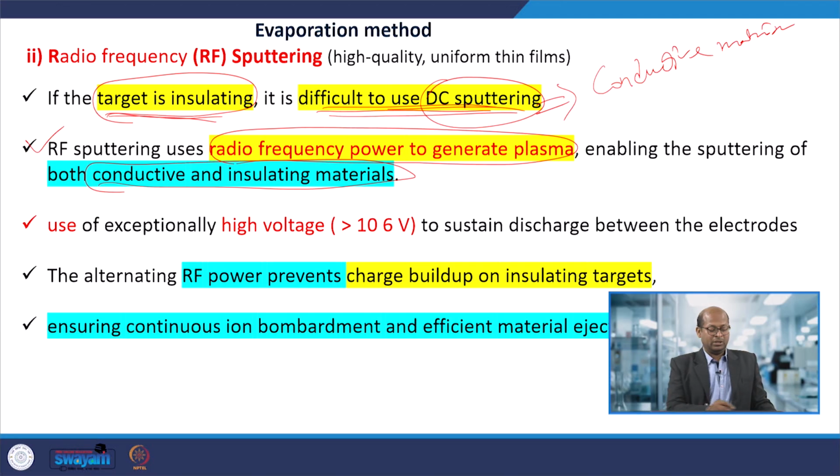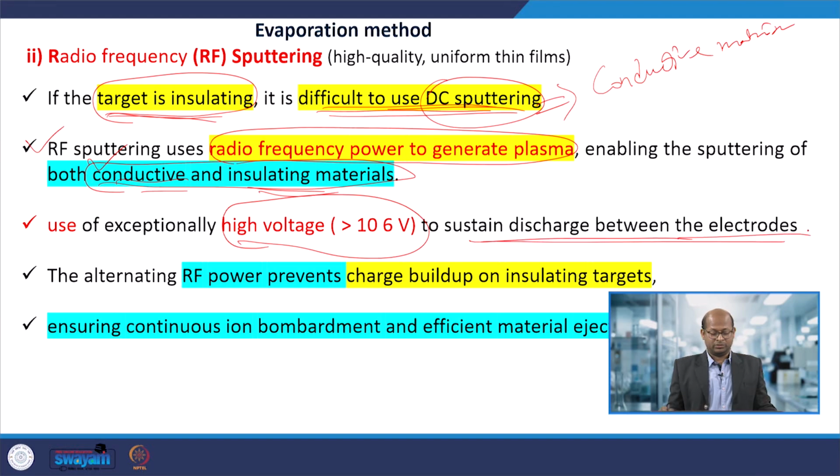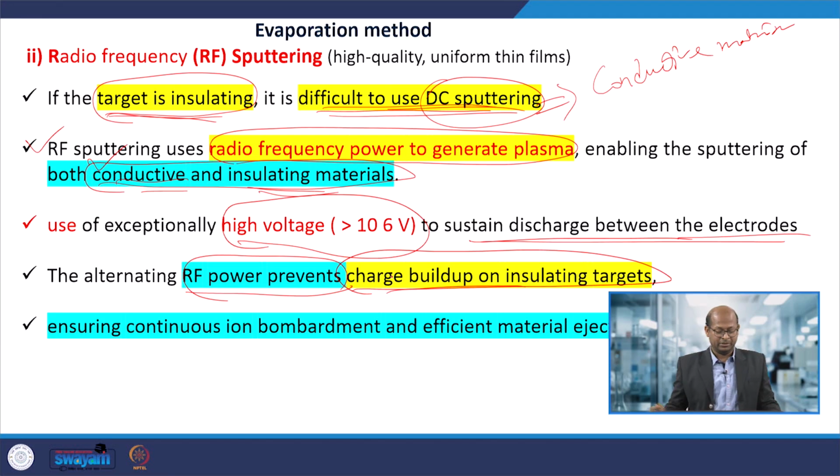Either way you can use both conductive and insulating materials, and an exceptionally high voltage you have to use for this process to sustain a discharge between two electrodes. Okay. And the alternating RF power, radio frequency power, prevents charge buildup on insulating targets. Actually, when you are using radio frequency power, it prevents charge buildup on those insulating materials, thereby ensuring continuous ion bombardment and efficient material ejection from that source.